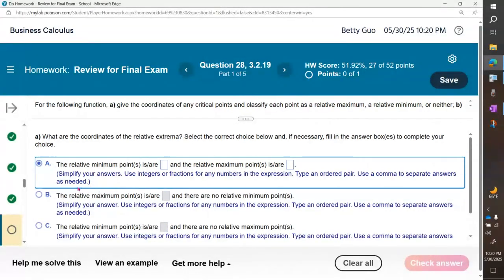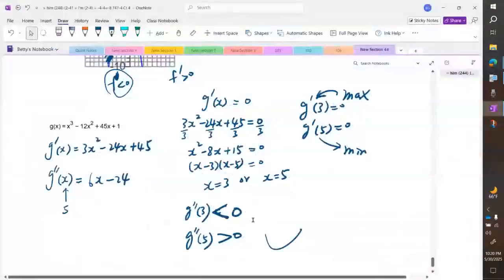Is or are, depends on how many you have. Simplify your answer. Use integers or fractions for any numbers in the expression. Type an ordered pair. This is very important. We are looking for the relative minimum point. It's not just a relative minimum value. So we need to do more work here.